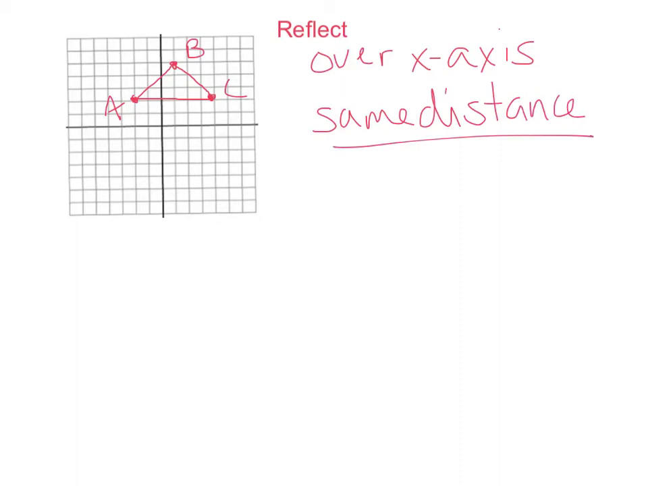Okay, so to create the image, A prime is, A is 2 away, so A prime, 2 away. B prime, 1, 2, 3, 4, 5, needs to be 5 away. 1, 2, 3, 4, there's B prime. And C prime's also 2 away. Okay, so as we do this, notice all 3 points are the same distance away as their counterpart, right?